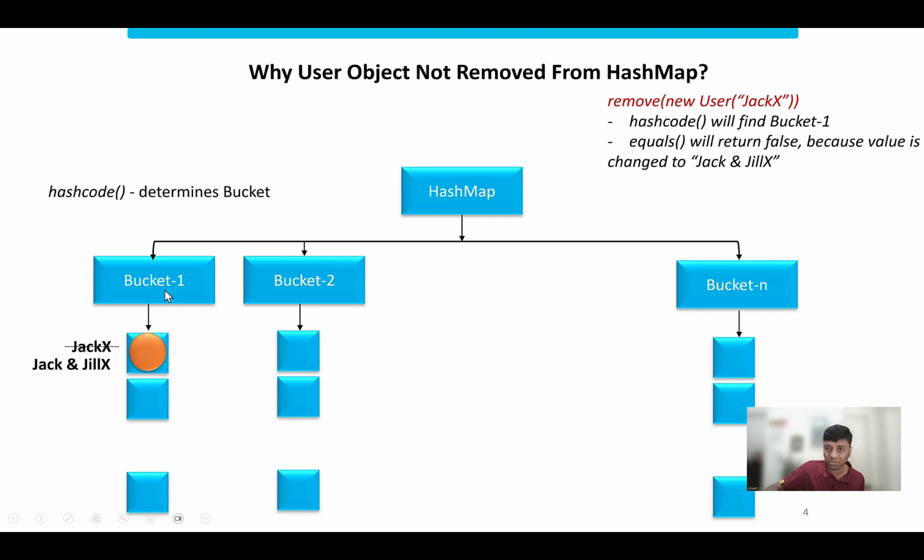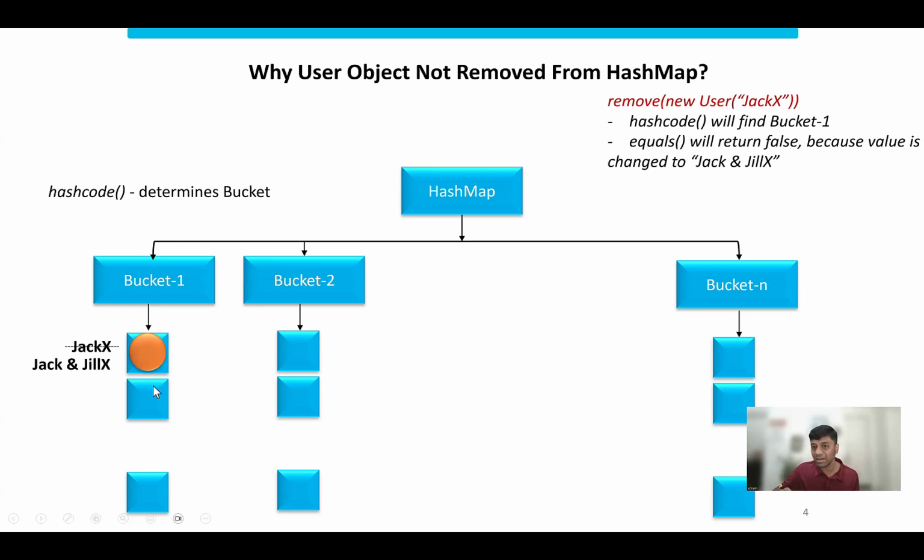Within bucket 1, it's going to invoke the equals operation on every element in the list. So it comes to the first element and checks whether this Jack X is equal to the value present here. No, here the value got changed. From Jack X, it got changed to Jack and Jill X. So this is not going to match, it's going to return false, and the record will not be removed, because the equals method fails.